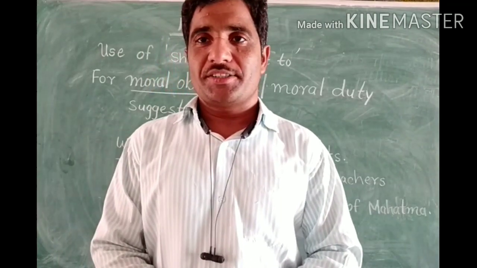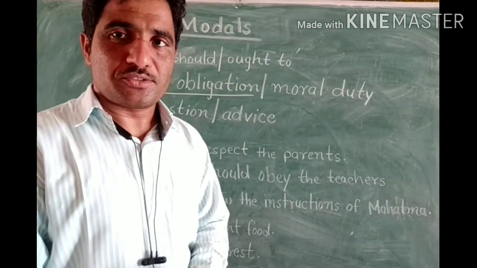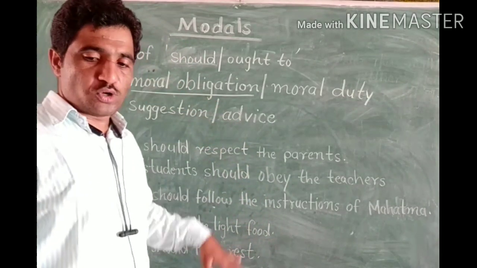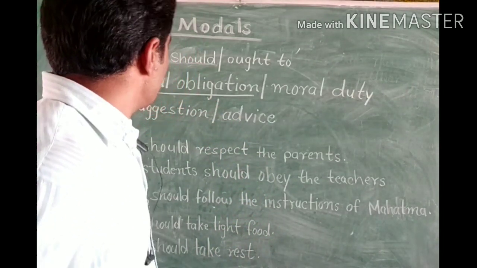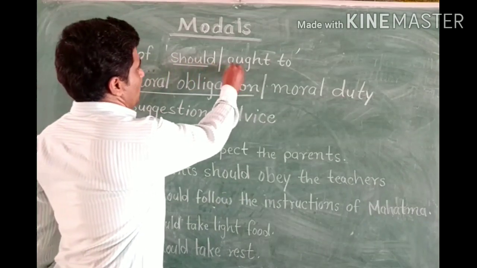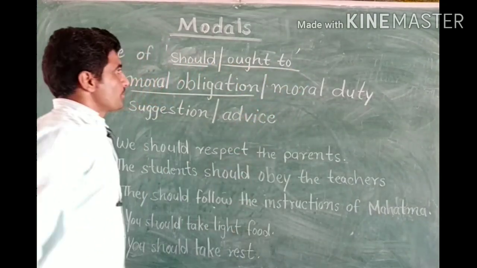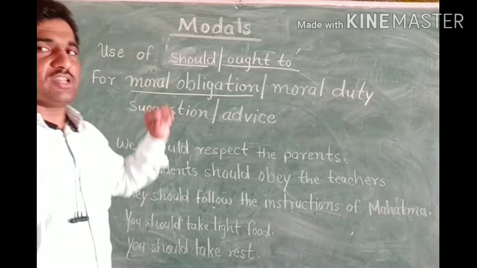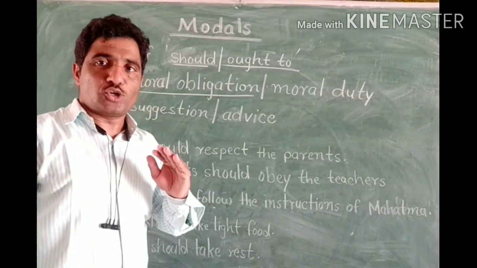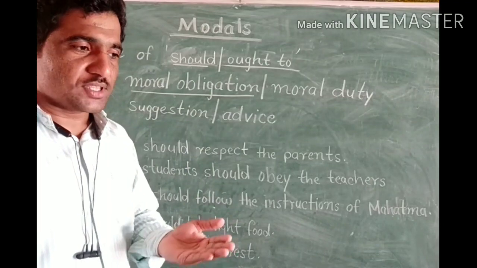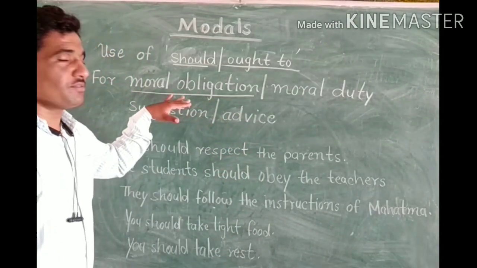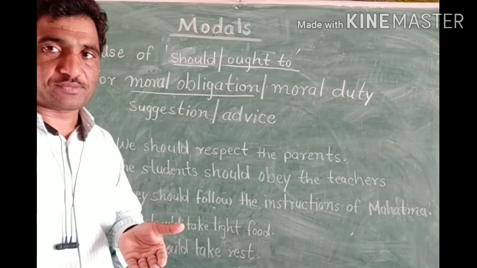Today we will read about the modal should or ought to, and the use of should or ought to. Should or ought to is used for moral obligation. There are two types of obligation. One is the legal obligation and the second one is the moral obligation.